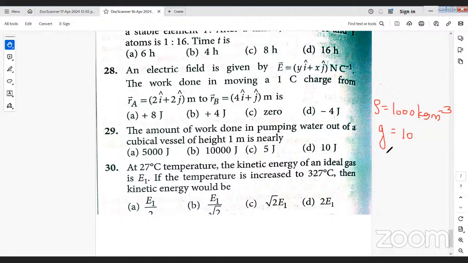Then next, the amount of work done. Work done is equal to force into displacement. Force is equal to mass into acceleration due to gravity, and displacement is the height h. But mass is not given, so we can write it in terms of density and volume. So it is density into volume into g into h. The density you can substitute as 1000. Volume, it is a cubical vessel, students, so it will be L cube, right? So you can make it L cube into rho into g, and the g value is given.